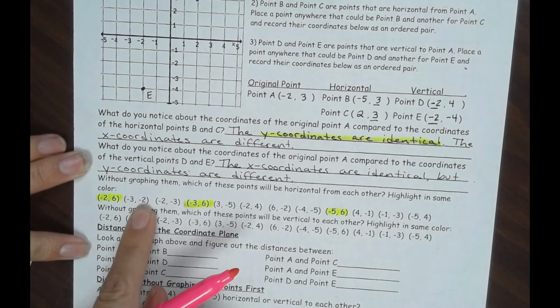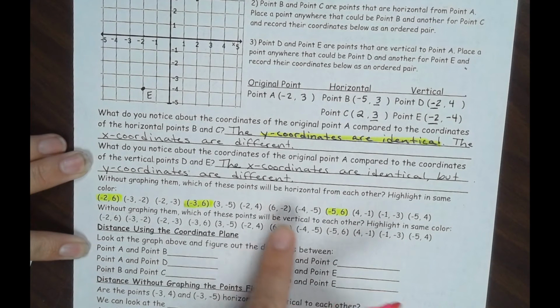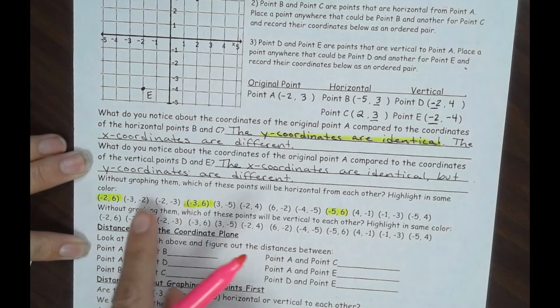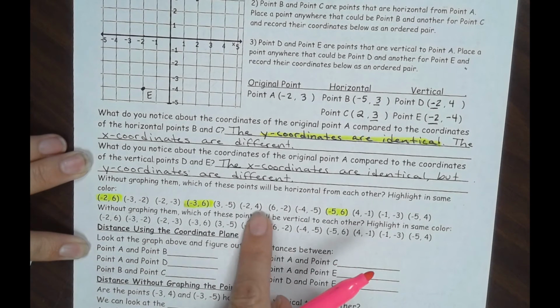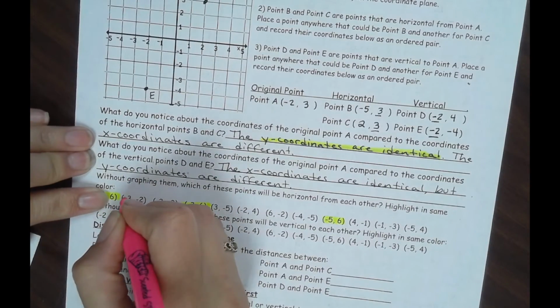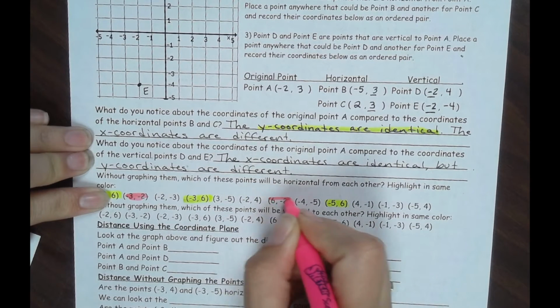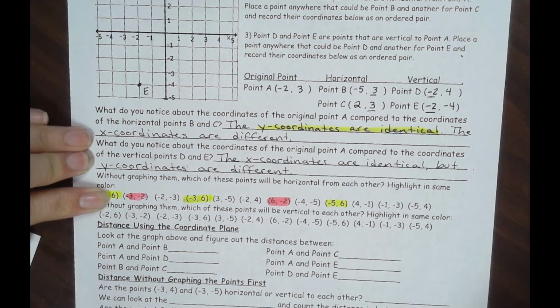Okay, -2, -3. I'm only interested in the y coordinates. The x coordinates would be different if they're horizontal. So, -2, -3, -5, 4, -2. I've seen that one before. So this point and this point are going to be identical to each other, or are horizontal from each other.